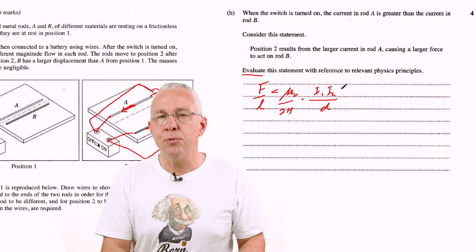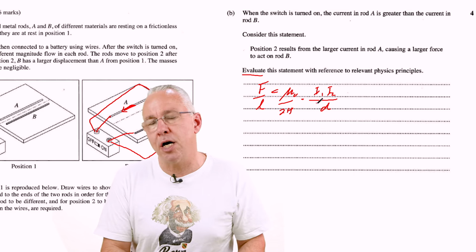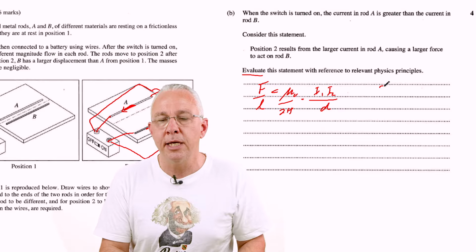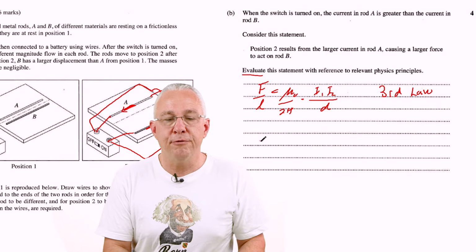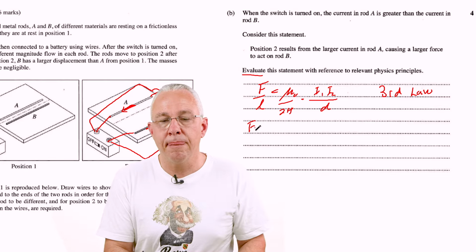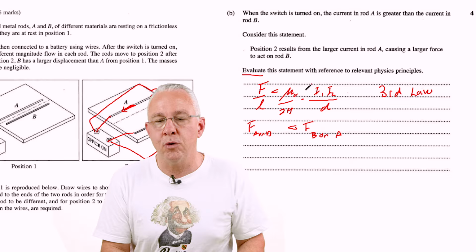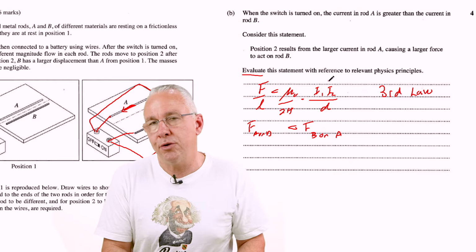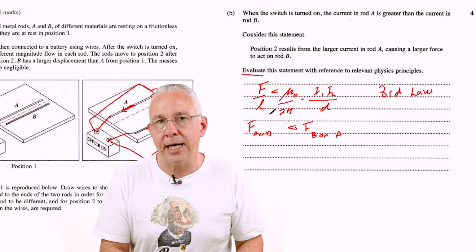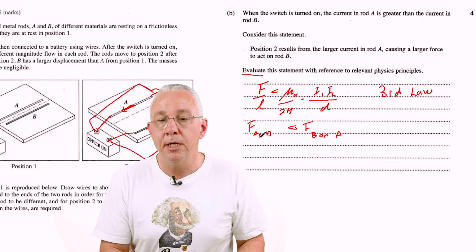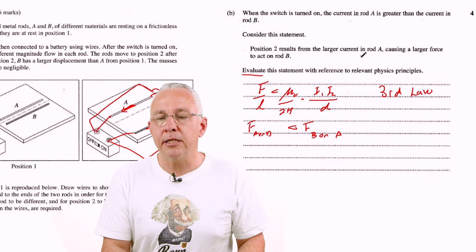Now, this is a mutual force. It doesn't matter which is I1 and I2. In other words, this is consistent with the third law. That is, the force of A on B must equal the force of B on A. This is an example of Newton's third law, and you'll get I1 and I2. They're going to be the same value regardless of which one you use. So in other words, it's incorrect.